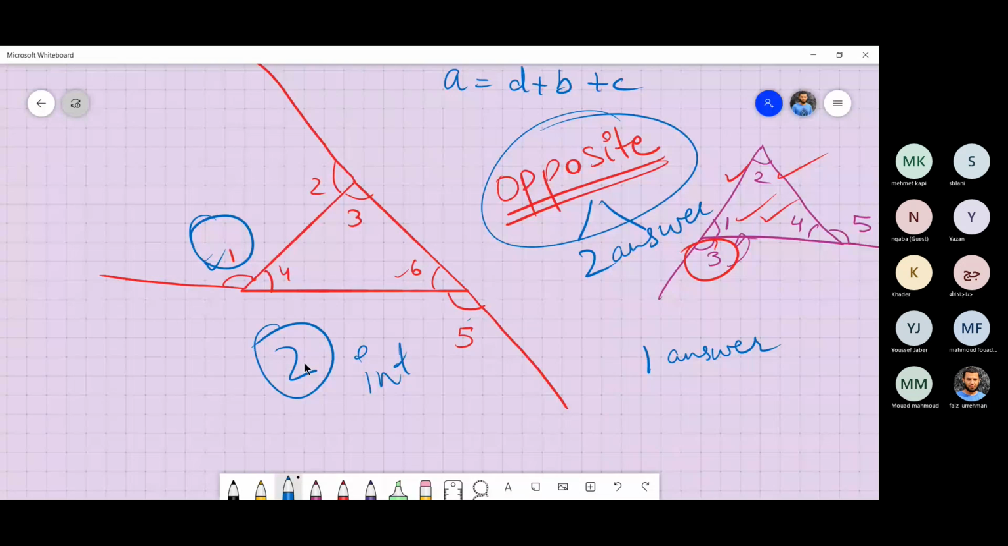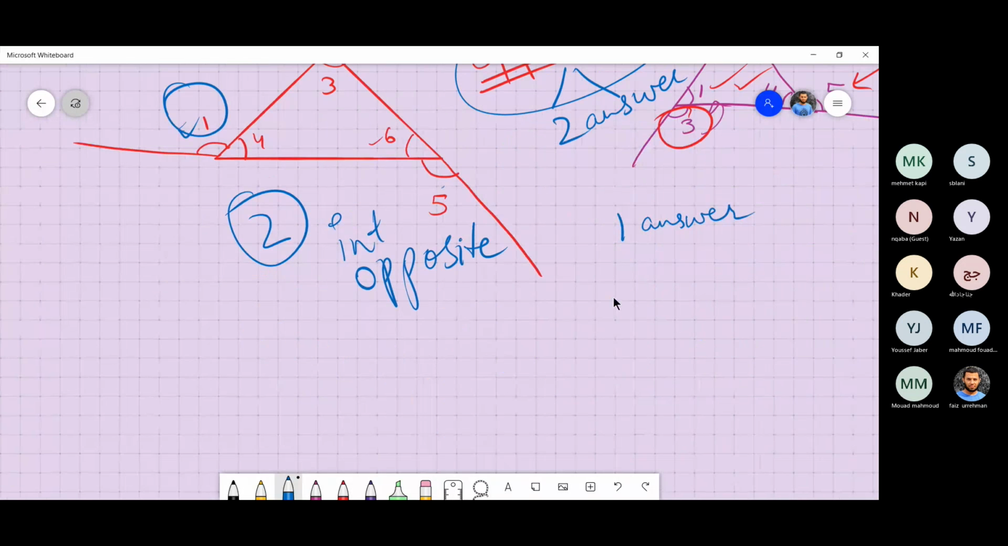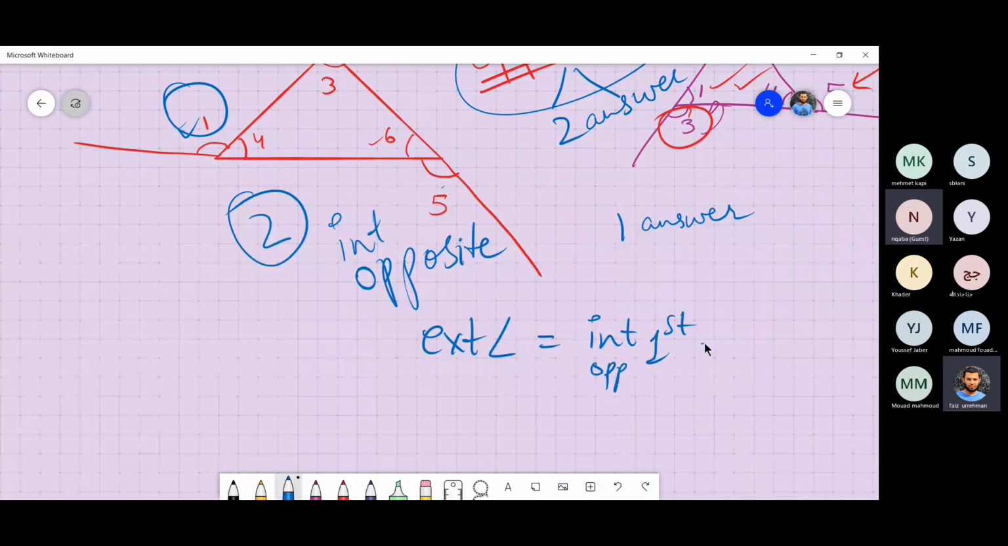Yes, Subhi, tell me. 4 and 6. Yes, I'm asking opposite. When I'm using the word opposite, how many answers do you have to give me? 2. If I'm not using the word opposite, how many answers will you give me? 1. Now, exterior angle property says what? Exterior angle is equal to interior opposite first angle plus interior opposite second angle. This is what the exterior angle property is all about.